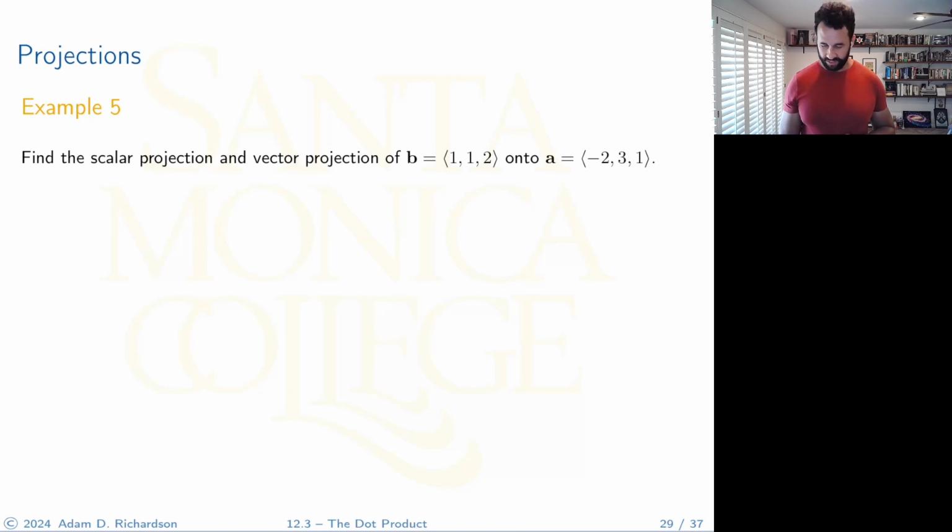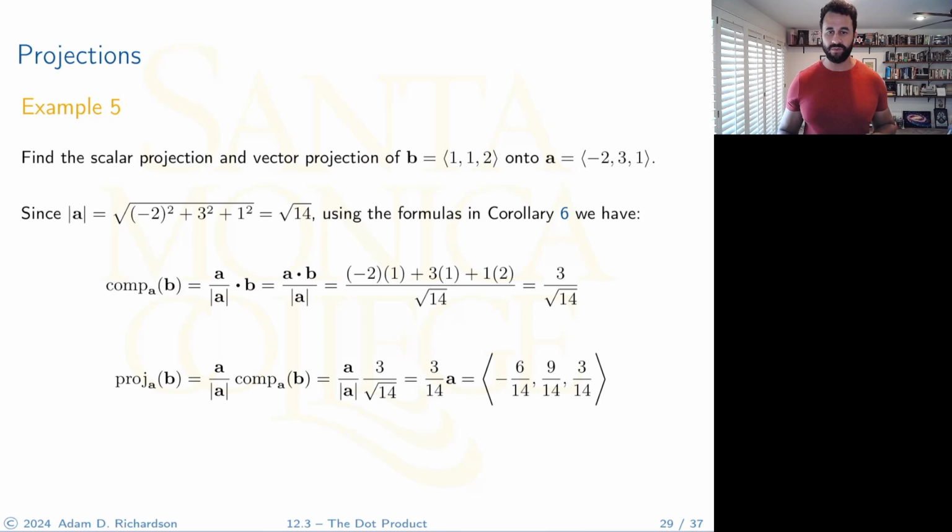All right, here we go. So scalar projection, one of the things we're going to need to know is the length. We have some formulas. We need a unit vector in the direction of A, so we need to know the length of A. Length of A is going to be square root of 14. We can use those formulas from corollary 6, and we get this. We're going to take the unit vector in the direction of A and dot it with B, which gives us this. So this is the scalar projection of B onto A. This is like the effect that B has on A in terms of length.